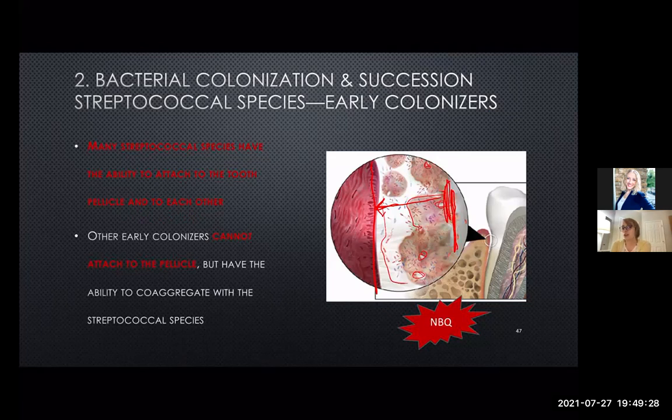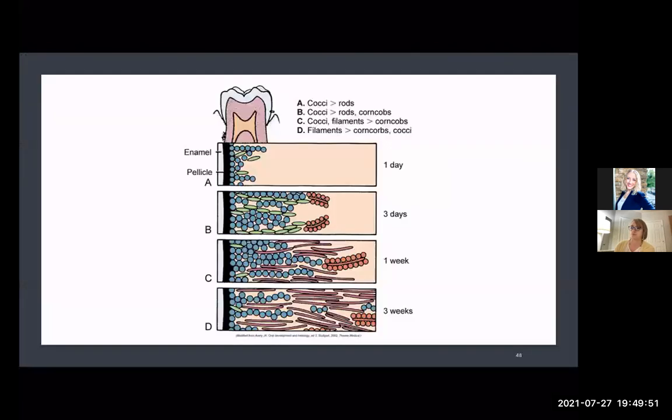So remember that the streptococcal species usually are the ones that attach to the tooth and the pellicle or to each other, but some of them can't attach. There are only some that attach, and then the others co-aggregate on top of those.